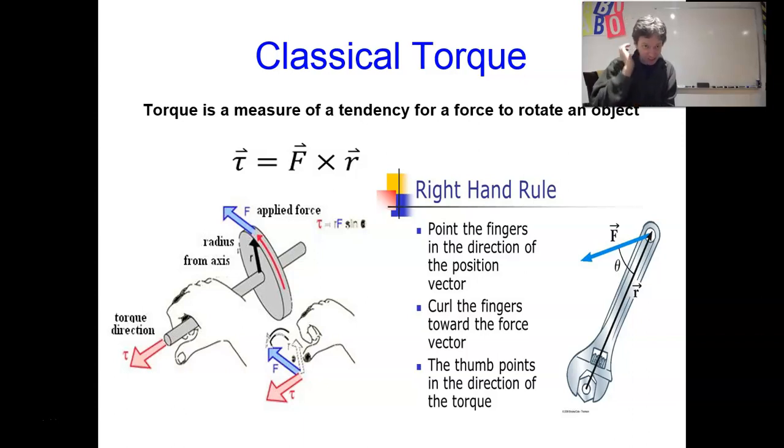So I believe you've actually done torque in calculus class. Right? And torque is just the cross product between force and the position to a rotational axis. Okay. There is a right-hand rule for torque, just like there's a right-hand rule for any cross product. Right?